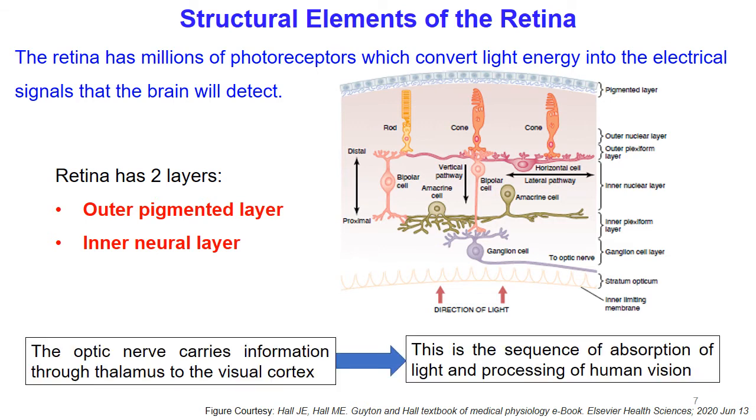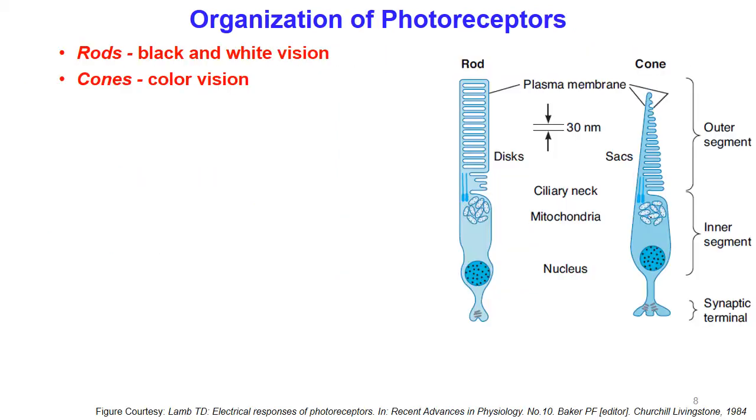The optic nerve carries information through the thalamus to the visual cortex. This is the sequence of absorption of light and processing of human vision. Thus, we got to know that the retina is the light sensitive portion of the eye that contains the rods, which are responsible for black and white vision, and the cones, which are responsible for color vision.